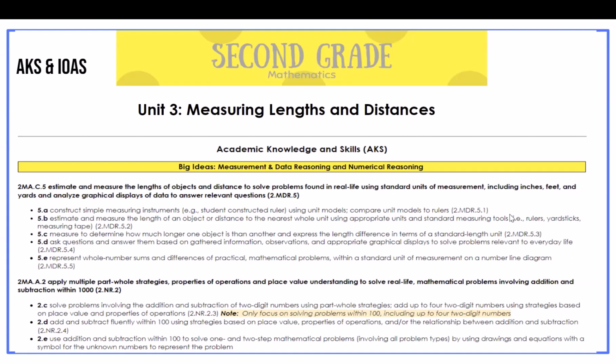And finally, in IOA 5E, students will represent sums and differences presented in practical mathematical problems on a number line diagram. Later in Chapter 2, Unit Pacing, you will notice that IOA 5E and 2C have been clustered together to include 1- and 2-step measurement word problems.